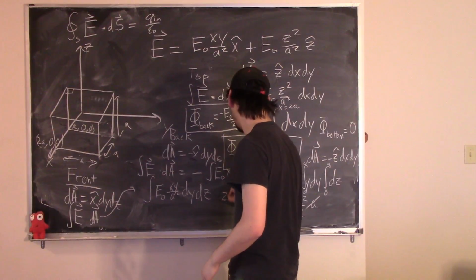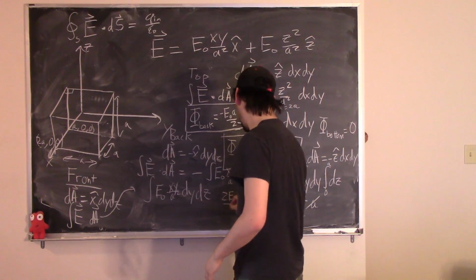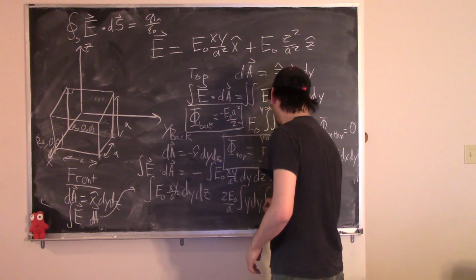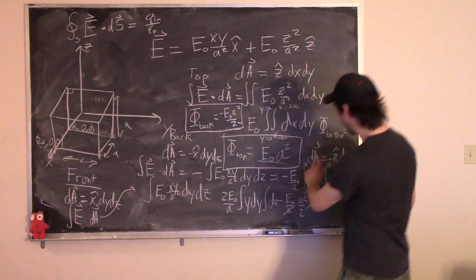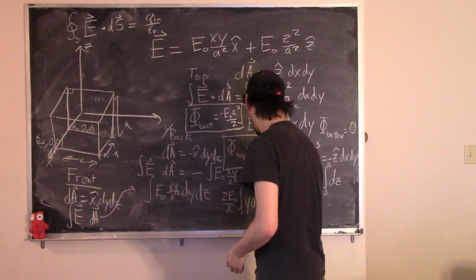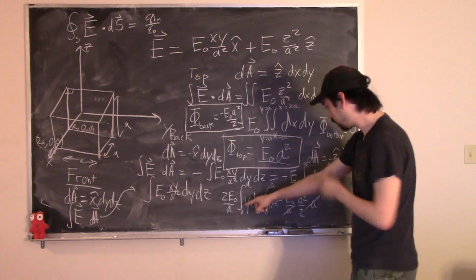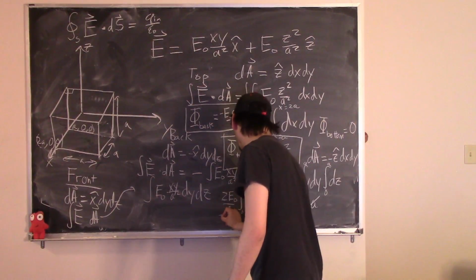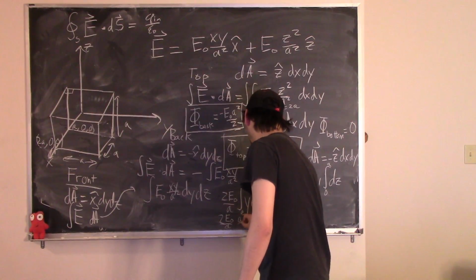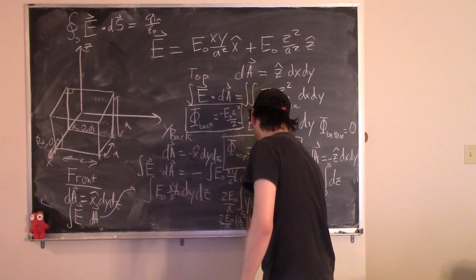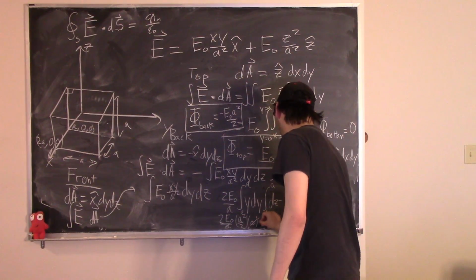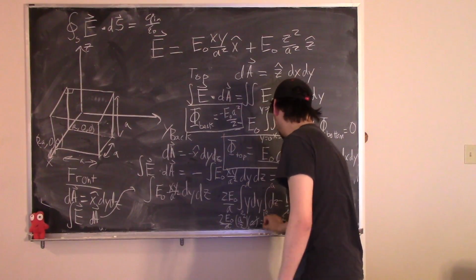And so this is going to be 2 E0 divided by a, integral y dy, integral dz. And again, just like this one, our y goes from 0 to a, our z goes from 0 to a. And then we can evaluate this. And so this is going to be 2 E0 divided by a times a squared over 2 times a. And so ultimately, that says that this is going to be E0 a squared.